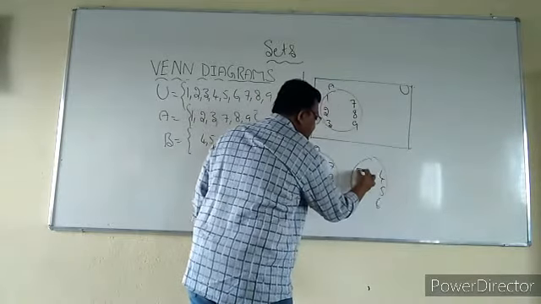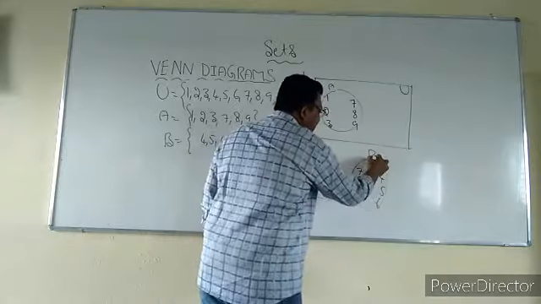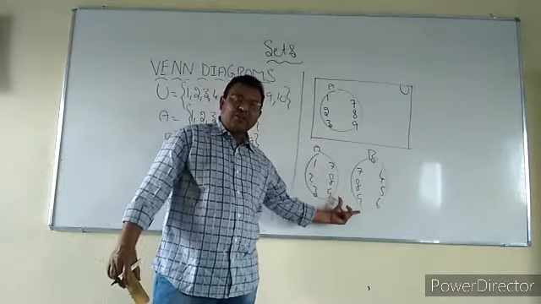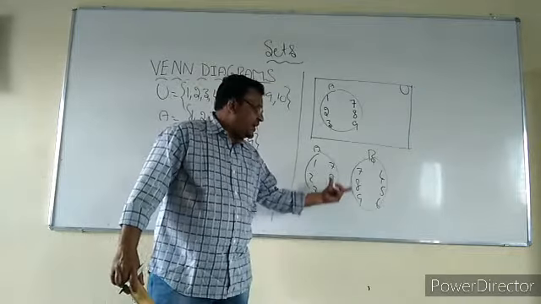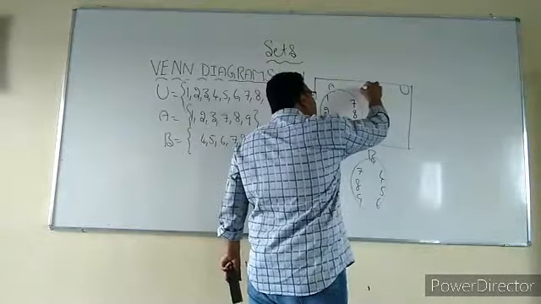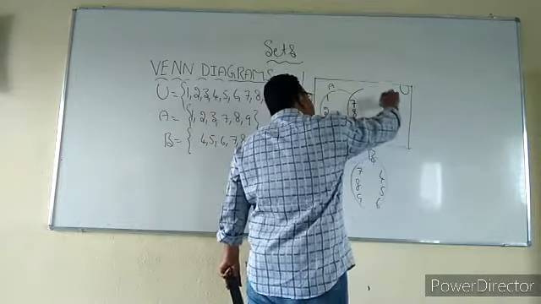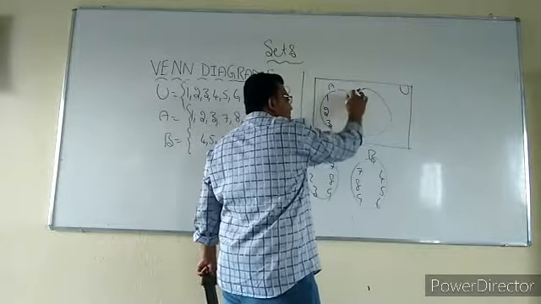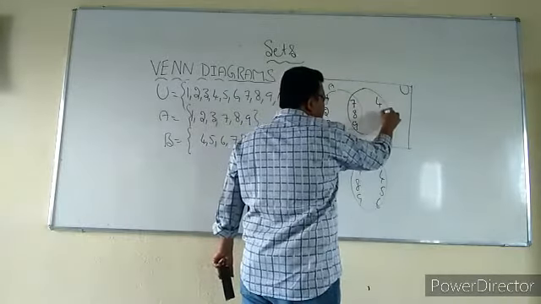4, 5, 6, 7, 8, 9. So by observing 7, 8, 9, that means 3 elements are common in both. So that's why one more circle I will draw. Overlapping set. That means the common elements in both I am taking in this part, and the remaining elements 4, 5, 6 are separated.